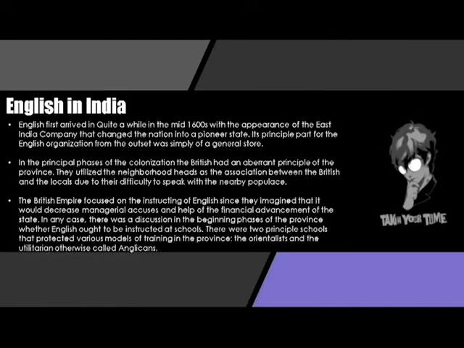Then, the British Empire had an idea. They wanted to teach the locals how to speak English because they thought that it would benefit the state. So, there was a debate about English being taught at schools. The participants in this argument are the Orientalists and the Utilitarians, who are also called the Anglicans.